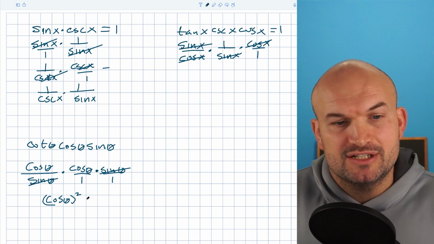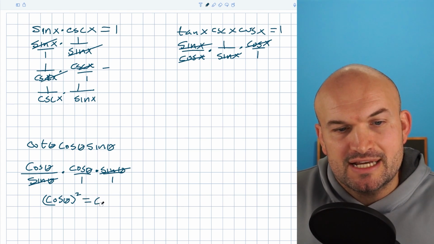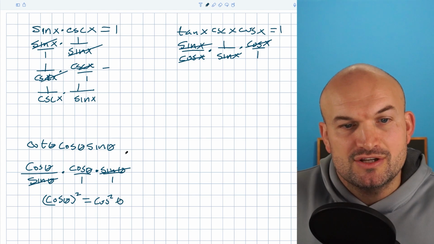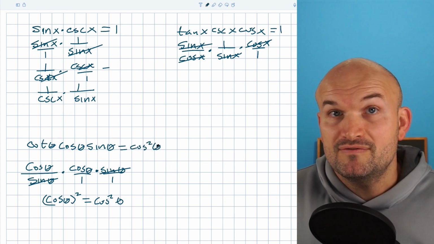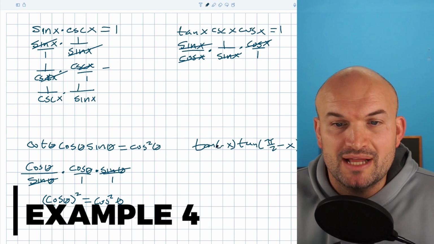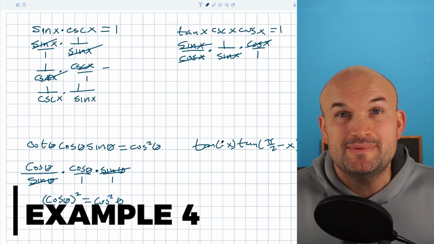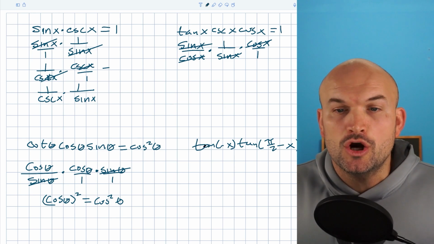Now, typically how we like to write this though, is as a cosine squared of theta. So that is going to be your final simplified answer here: a cosine squared of theta. Now in this next example, we're going to apply some different identities, which are going to be the even odd identities as well as the cofunction identities.